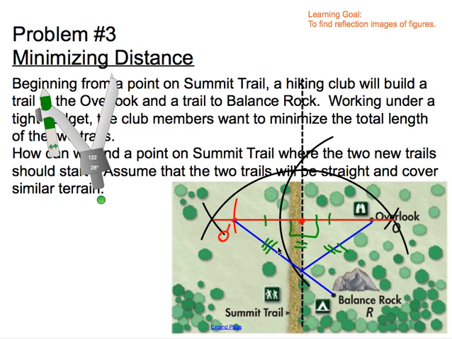So the reflection of this piece of the line to this side gives us the continuation as if it was a straight line to begin with. And so that'll be the shortest distance to find that point on Summit Trail.